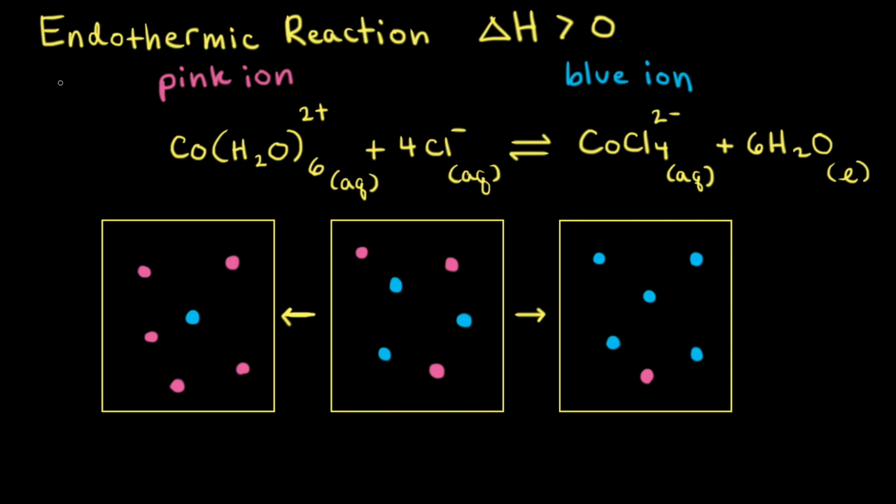Next, let's look at an endothermic reaction where delta H is greater than 0. When 6 water molecules complex to a cobalt 2+ ion, the resulting complex ion is pink in color.